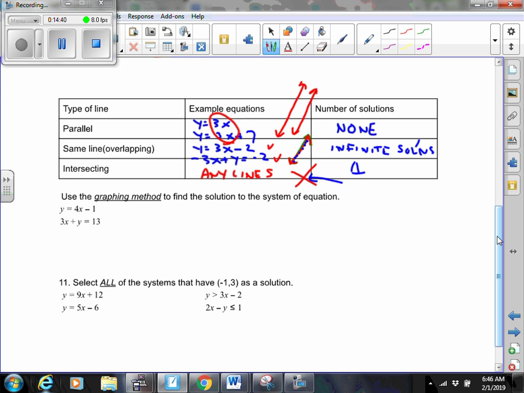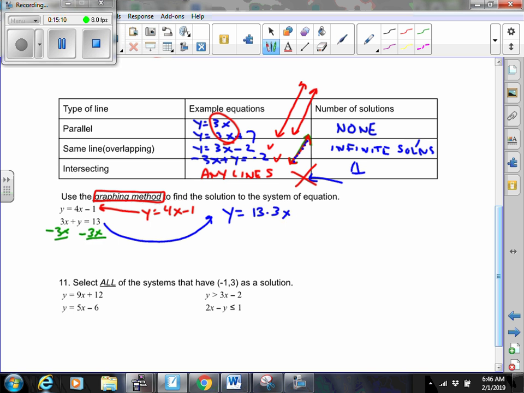Okay, next question. Now it specifically tells me I have to solve this by graphing, which means I need my calculator, which means I'm going to use the y equals button. This one's already solved. I don't have to do anything. That one's ready to go. But this second equation doesn't say y equals. So what I'm going to do is solve that one for y by subtracting 3x. Subtract 3x, I now have the equation y equals 13 minus 3x.